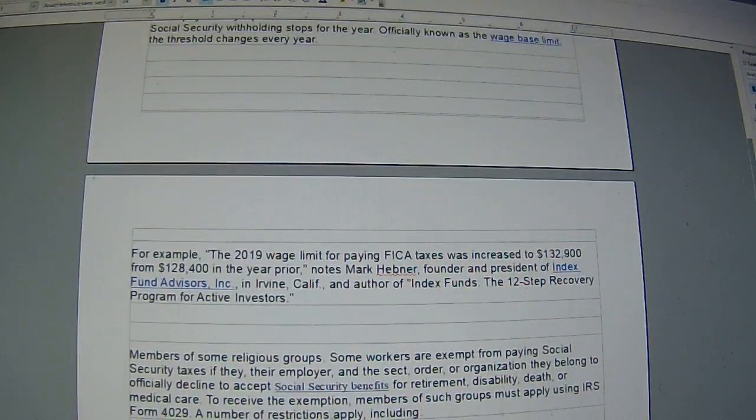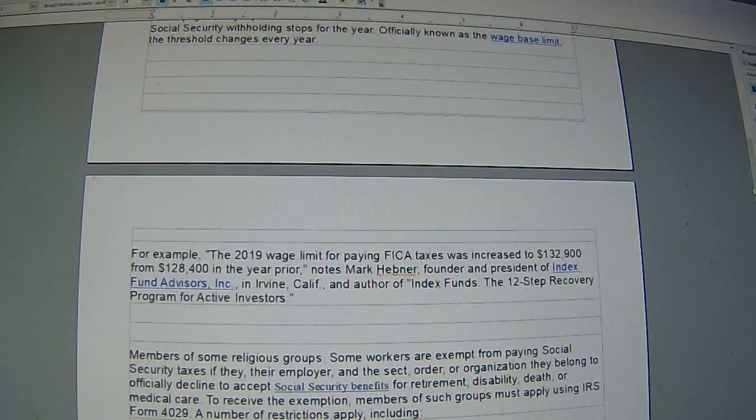For example, the 2019 wage limit for paying FICA taxes was increased to $132,900 from $128,400 in the year prior. Notes Mark Hepner, founder and president of the Index Fund Advisory Incorporated in Irvine, California, and author of The Index Fund, the 12-step recovery program for active investors.